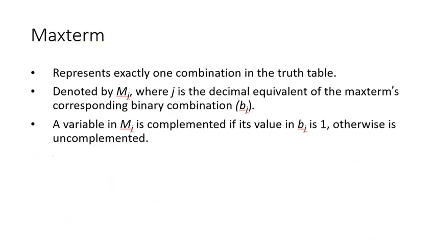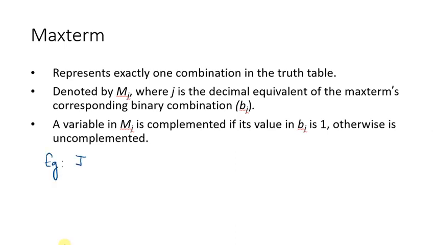Next is the maxterm, which is the sum term, represented by the uppercase M with the subscript j. J is again in this case a decimal equivalent of the maxterm corresponding to the binary value. If the binary value is 1, then the term is complemented, and if the binary value is 0, then the term is uncomplemented.